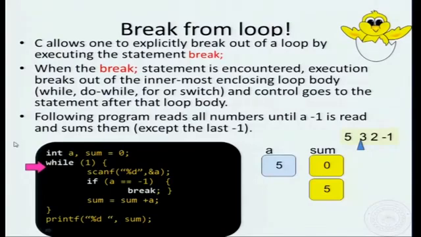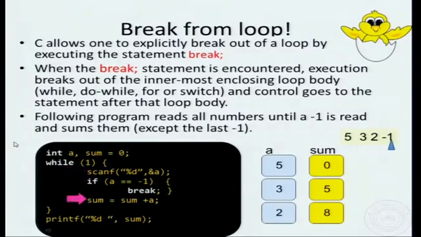the while loop. The test condition is still true while 1, so you read the next number 3, 3 is not minus 1, so you add it to the sum becomes 8, and you go back, the same thing occurs, so you have the third number read, which is 2, add it to the sum and sum becomes 10. Then you read the next number and now a is minus 1.